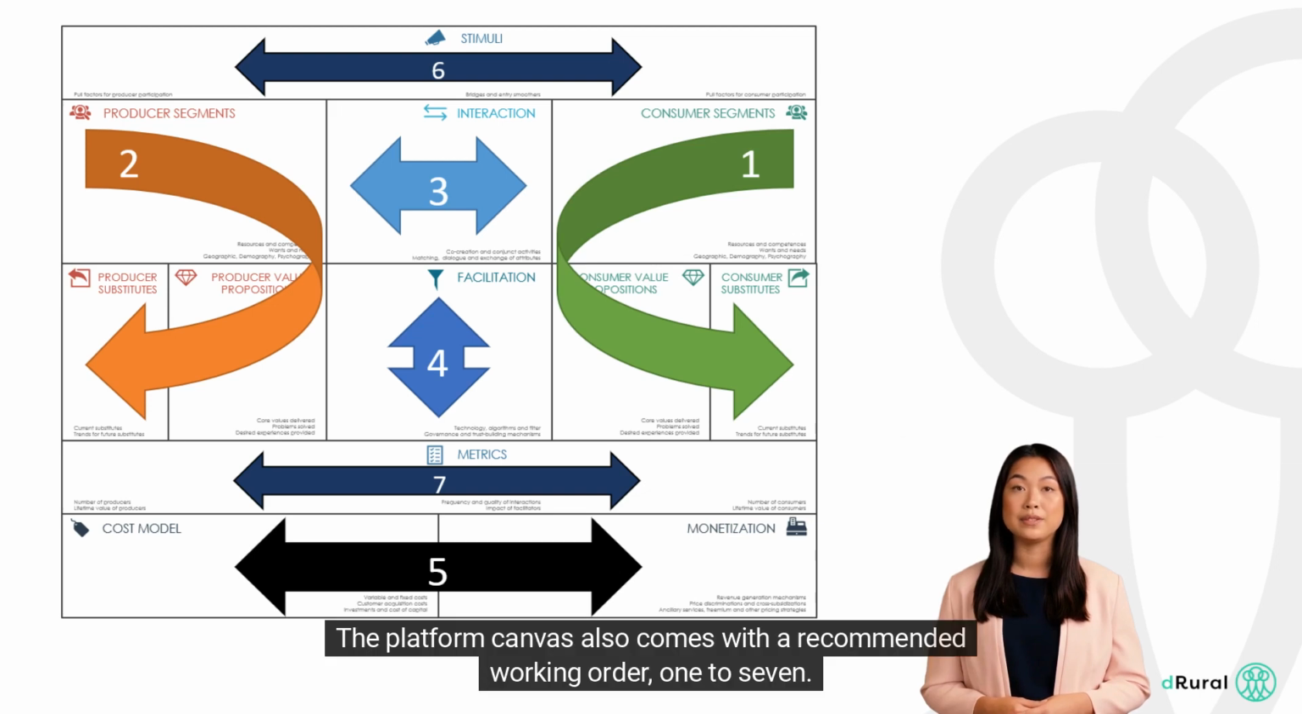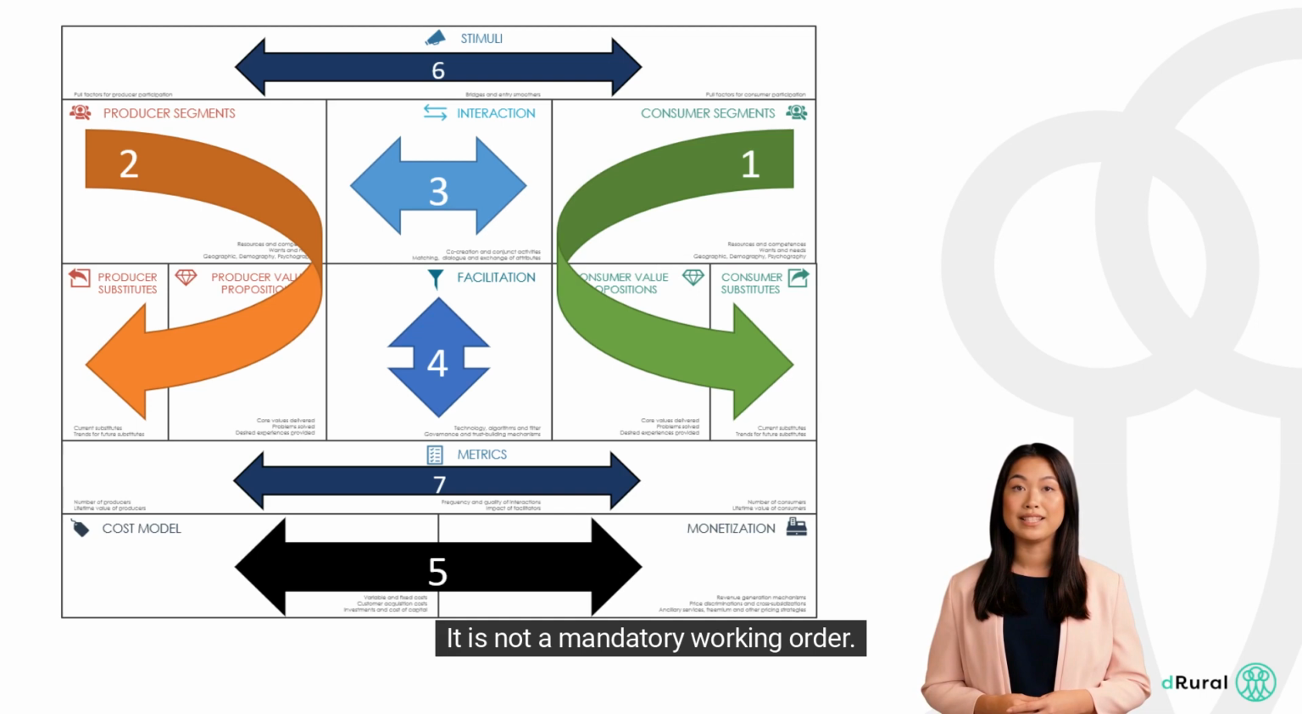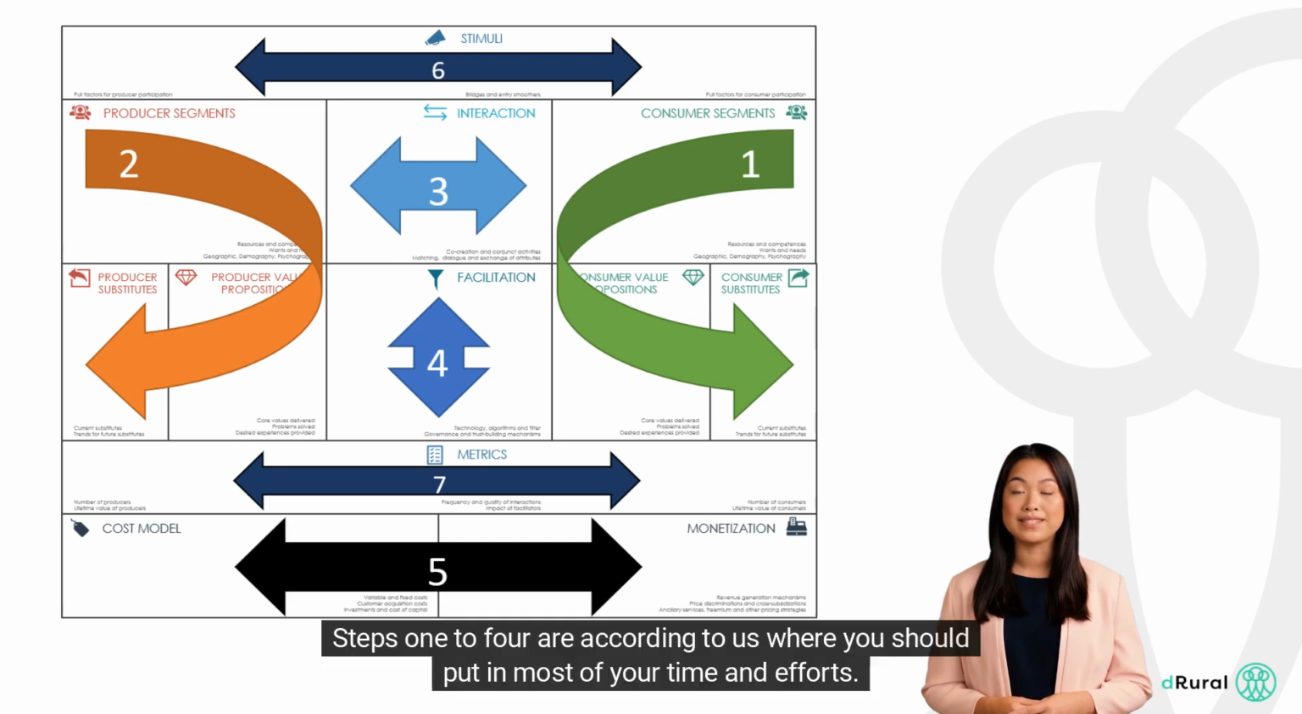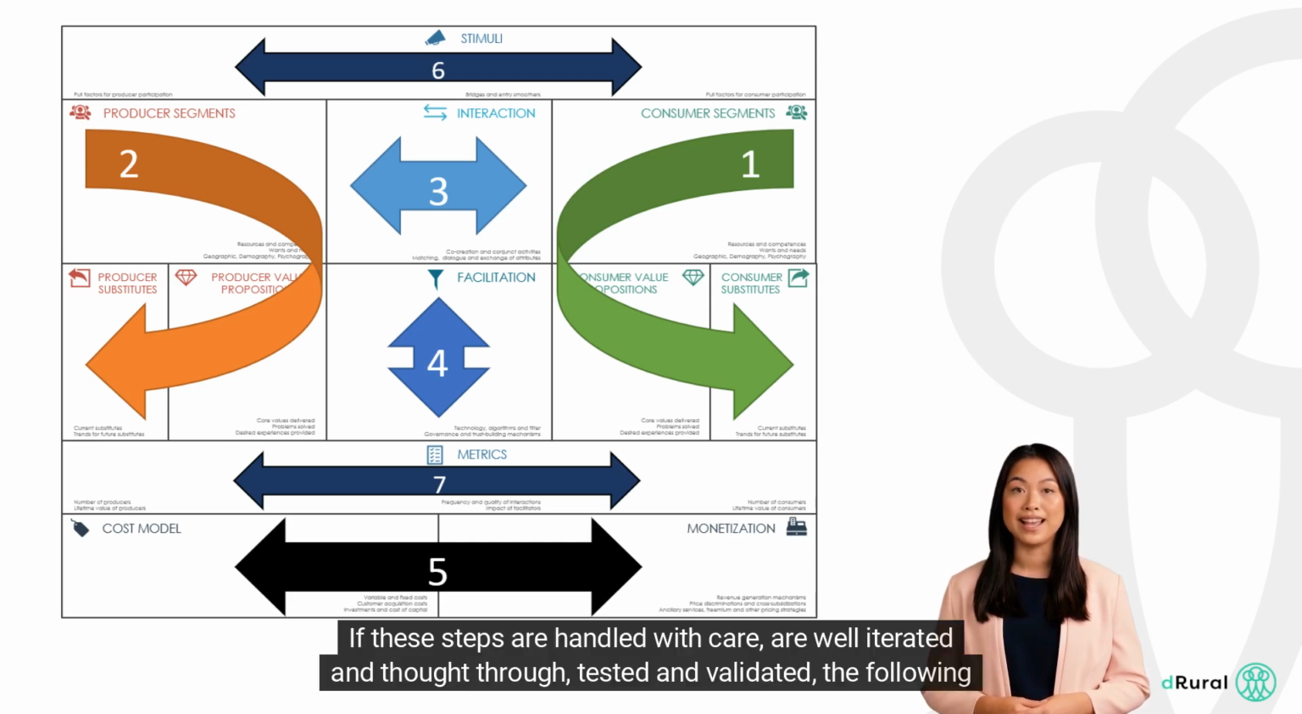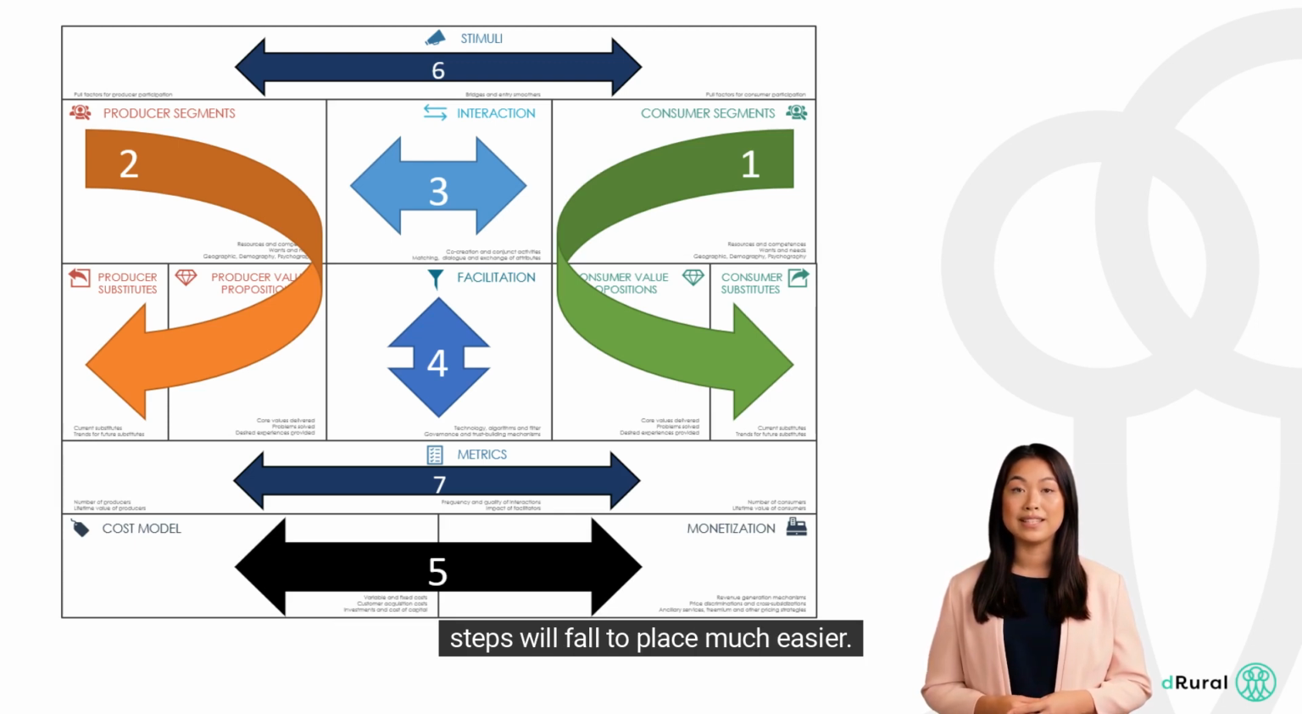The platform canvas also comes with a recommended working order, 1 to 7. It is not a mandatory working order, but in the support given by us, we will follow this order. Steps 1 to 4 are according to us where you should put in most of your time and efforts. If these steps are handled with care, are well iterated and thought through, tested and validated, the following steps will fall to place much easier.